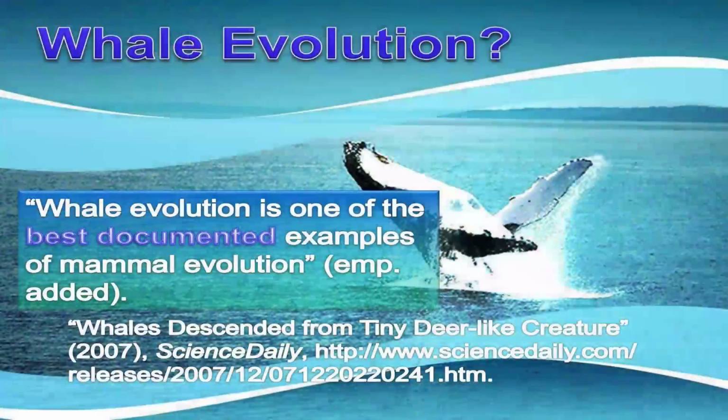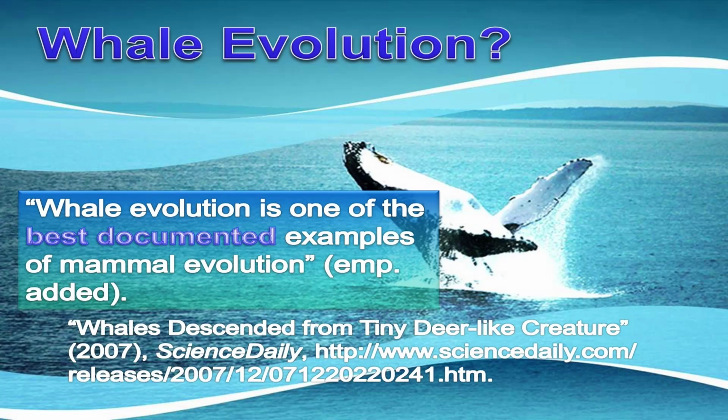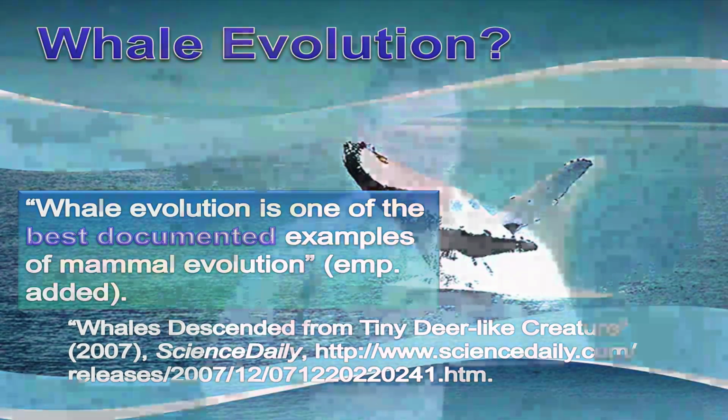Well, some evolutionists proceed to counter with, well, who cares about horse evolution, because whale evolution is well documented. So they'll jump to this one. One Science Daily article titled "Whales Descended from Tiny Deer-like Creatures" said, whale evolution is one of the best documented examples of mammal evolution. All right, so this is one of the best ones. You want to go to the source to prove evolution. Here it is, whale evolution.